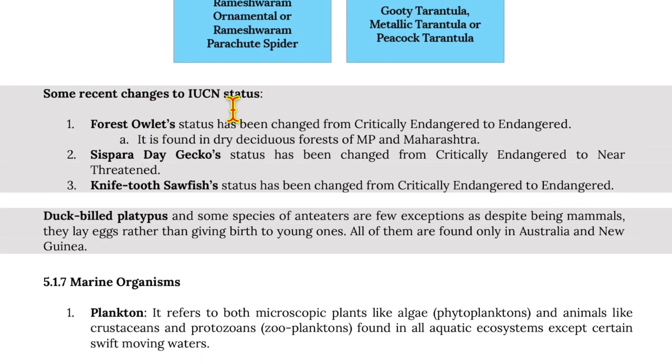Now, some of the recent changes to the IUCN status would include the status of forest owlets, whose status has been changed from critically endangered to endangered, which means the conservation efforts for the same are working. It is found only in dry deciduous forest of Madhya Pradesh and Maharashtra. Now, Cispara gecko status has been changed from critically endangered to near threatened. Knife-toothed sawfish status has been changed from critically endangered to endangered.